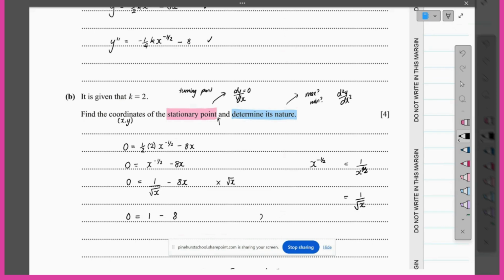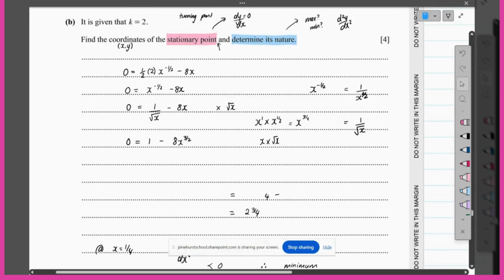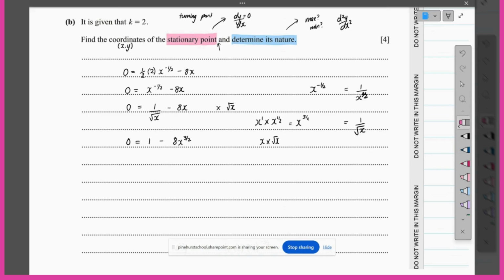What on earth is x times root x? Well, this is where indices might help us. It's the same as that. Add the powers, 3/2. Let's tidy it up. Oh goodness, we've got some leftover working. So move the 1 over, -1. Divide by -8.